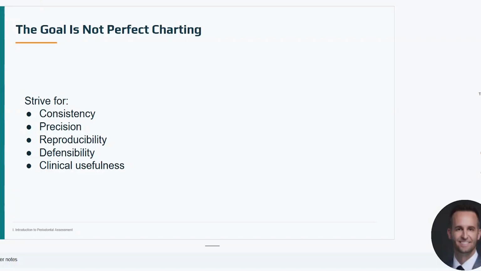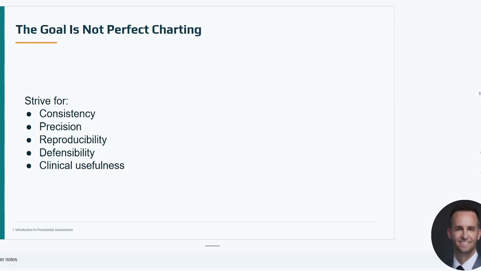Precision is not accuracy. Precision means that we are getting close to accurate, and we are consistently getting close to accurate without being exact. Reproducibility, I discussed this already, but we want you to be able to reproduce the same measurements time after time after time on a similar patient so that we can have a comparison between two situations and it's reproducible.